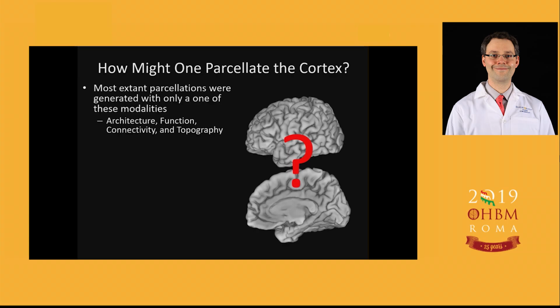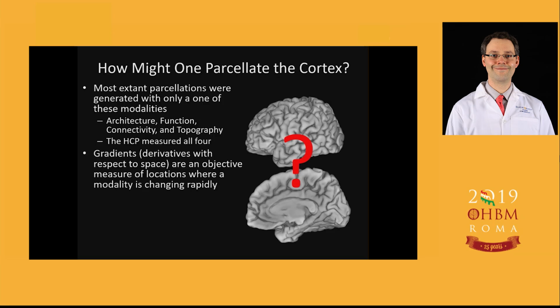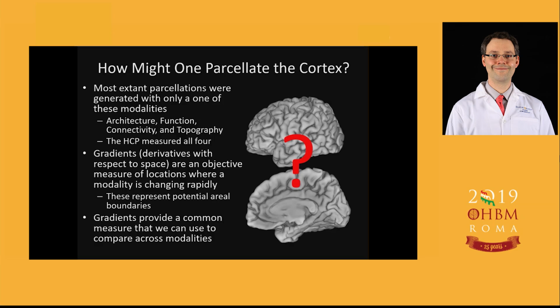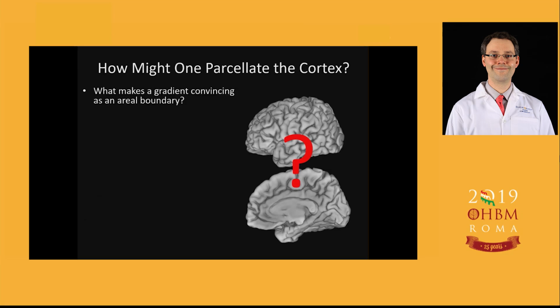So most parcellations were made with only one of the modalities: architecture, function, connectivity, or topography, and the HCP measured all 4 of them. So we can use gradients as an objective measure of the locations where these modalities are changing rapidly. These represent potential areal boundaries. And gradients can also be used to provide a common measure that we can compare across modalities.